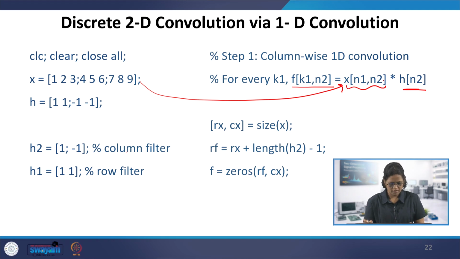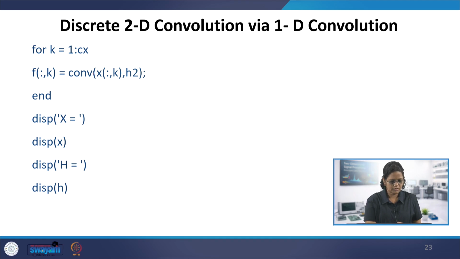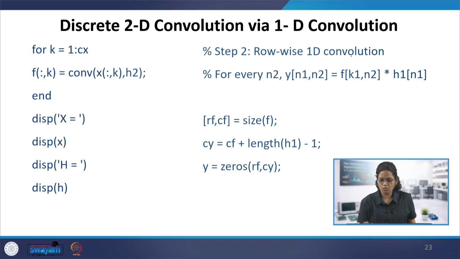So use the convolution command here. First, convolve x of colon comma k with h2, so that is taking every column of x, where k is varying from 1 to cx. The column length is computed, and then we convolve x of colon comma k with h2. Then do the row-wise convolution, that is 1D convolution, for every n2. We perform this on f of k1 comma n2, what we have got, with the row-wise convolution using the impulse response h1 of n1.